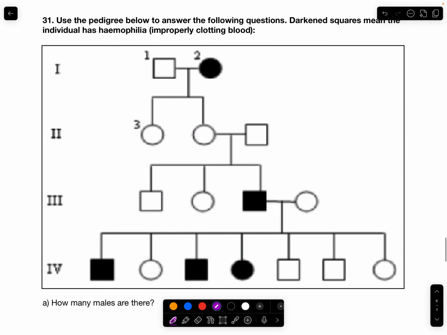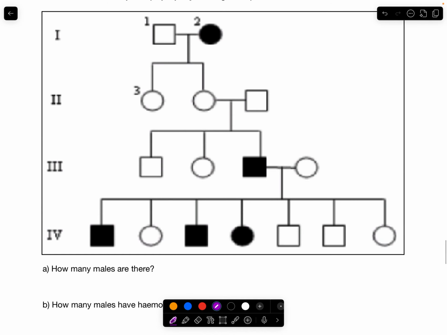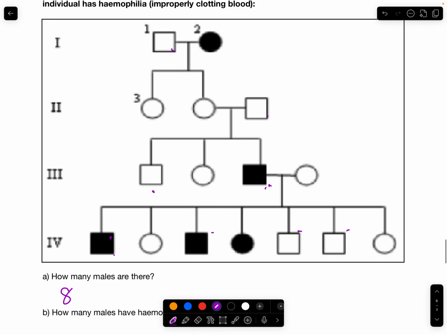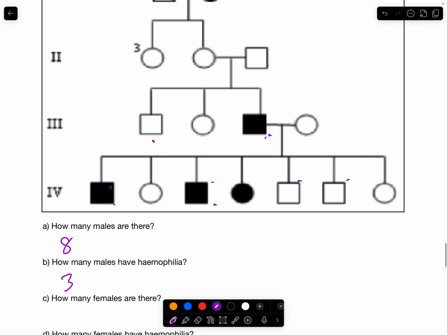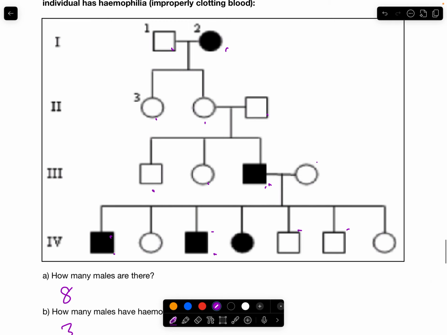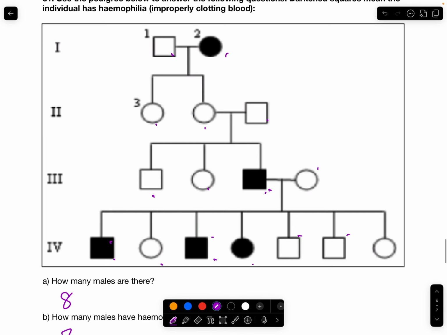31. Use the pedigree below to answer the following question. Dark and squared means the individual has haemophilia, improperly clotting blood. How many males are there? 1, 2, 3, 4, 5, 6, 7, 8. 8 males. How many males have haemophilia? 1, 2, 3. How many females are there? Let's look for circles. 1, 2, 3, 4, 5, 6, 7, 8 also. How many females have haemophilia? 2.